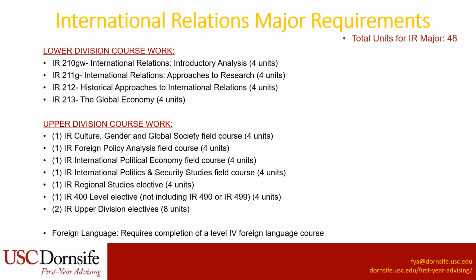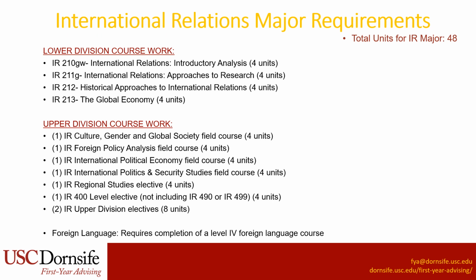So the International Relations Department is home to 4 different majors. So we'll be going over the requirements for each major. The first major that we're going to discuss is the traditional international relations major. And this major requires a total of 48 units.